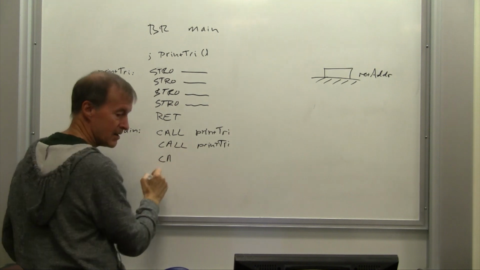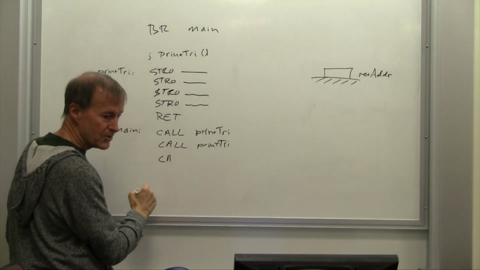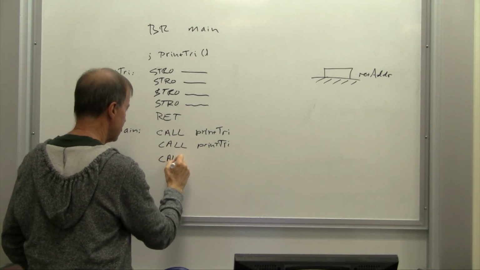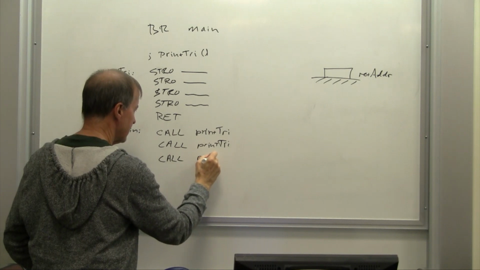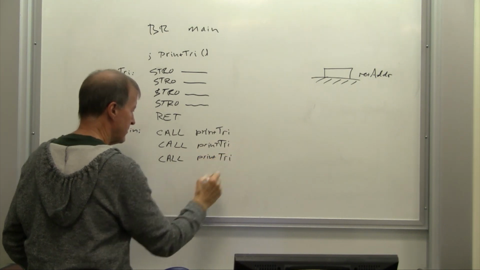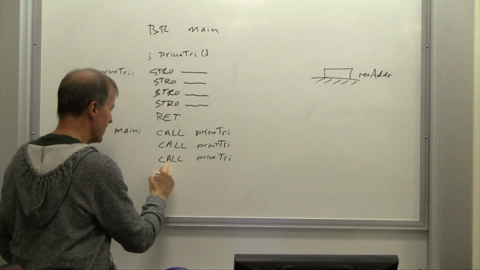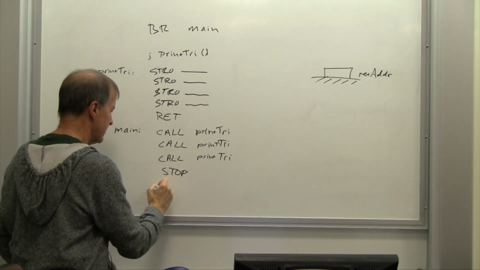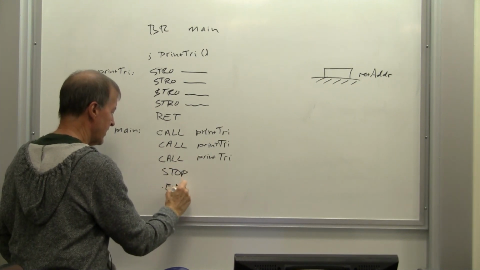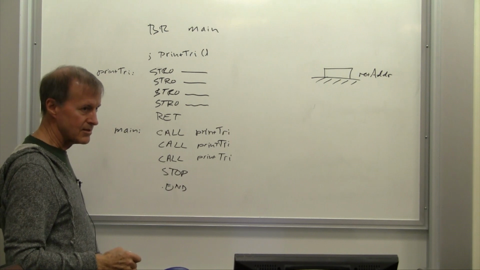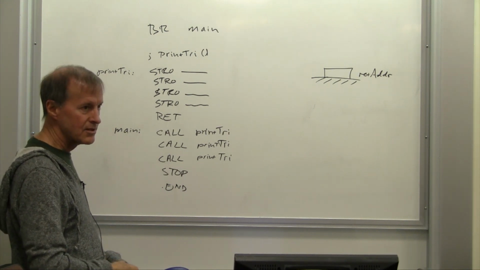Call print try. How many times do we call it? Three times? Call print try. And then stop.end. Except we'll have the .ASCIIs for our messages.